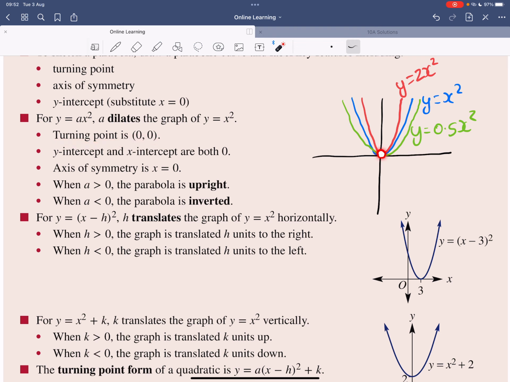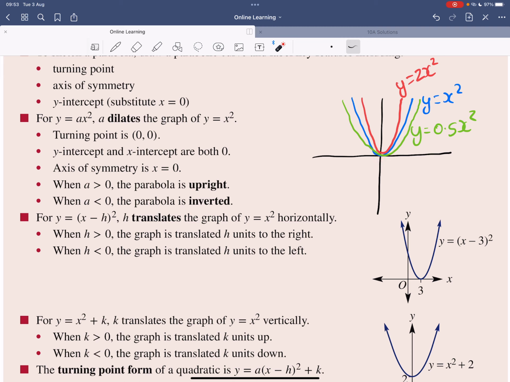Yep, right there. The y-intercept and the x-intercept are both 0. So again, look at that. Both, or all three of these pass the y-intercept at 0, and they pass the x-intercept at 0 as well. All three have an axis of symmetry at x equals 0, because that's the point at which the left is the same as the right.